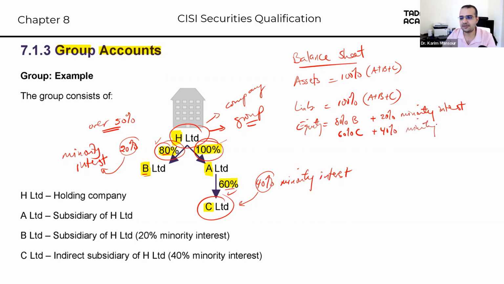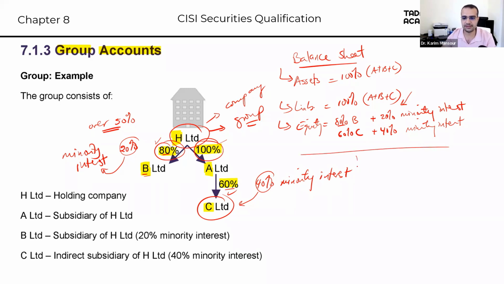So the only thing that you need to remember for the exam is on the balance sheet, as long as we own more than 50% of a company, we have control of that company. That company is a subsidiary. We will include all of the assets in our balance sheet, all of the liabilities, and we will only show the equity that we own. But we should also show whatever minority interest remains in that subsidiary. That's for the balance sheet.